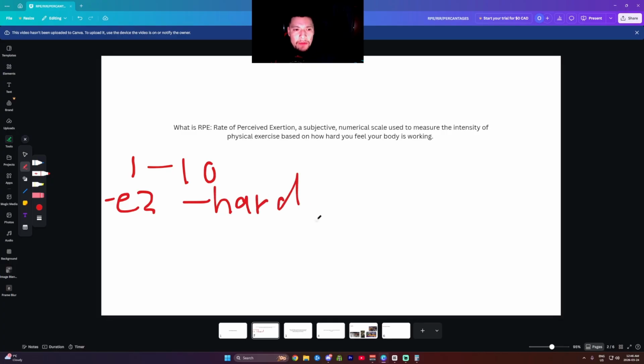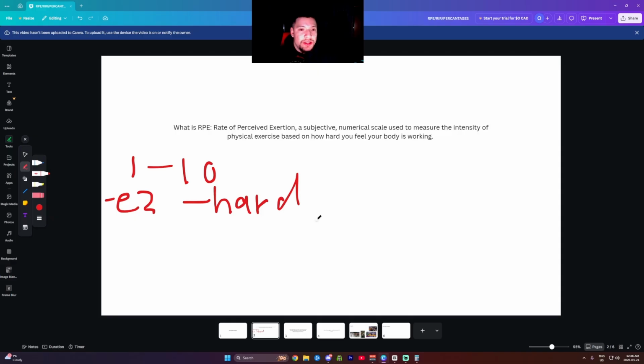When you're working with RPEs, most of the time you're not going to go anywhere below like 5. RPE 3, 2, or 1, there is a high chance you're barely going to ever go within that range. The more common range is 6, 7, 8, 9, 10, with 10 being the hardest.